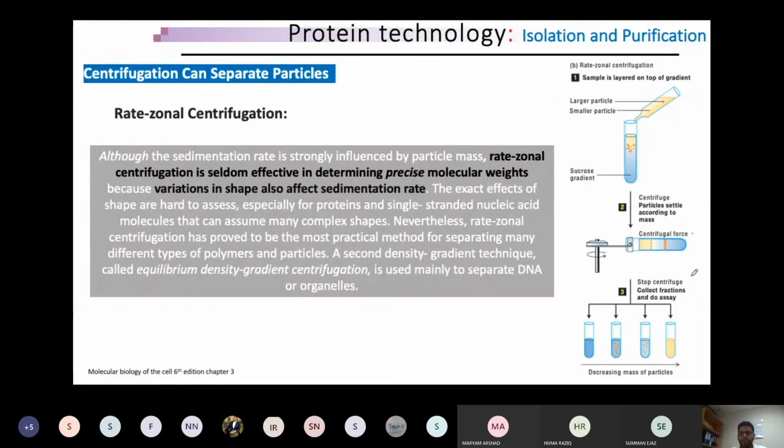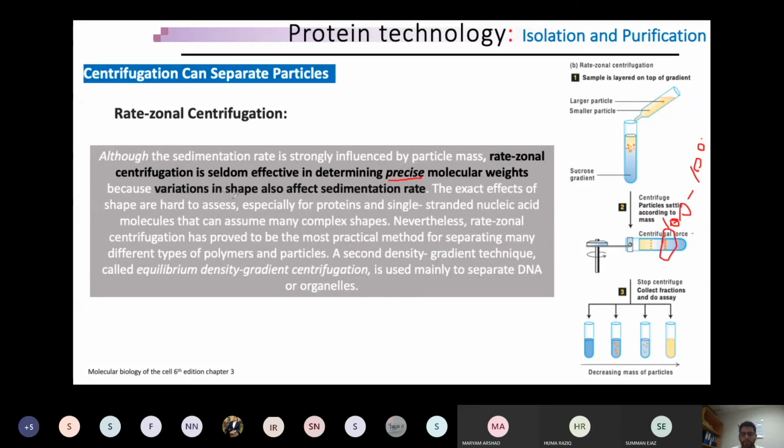Although sometimes rate zonal centrifugation is seldom effective in determining precise molecular weights. You must remember this. You cannot get a precise thing here. You will get an idea, for example, of molecules from 100 to maybe 10,000 kilodalton in size. So you see, this is not the exact size.